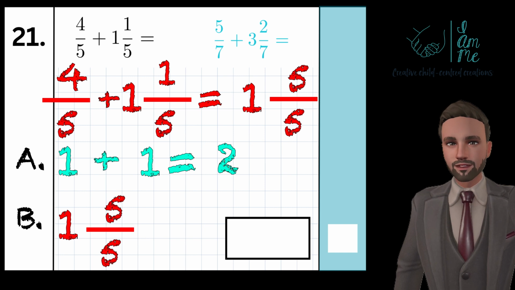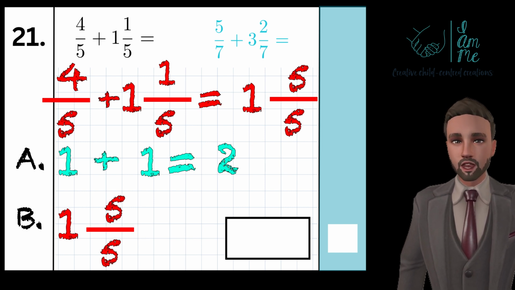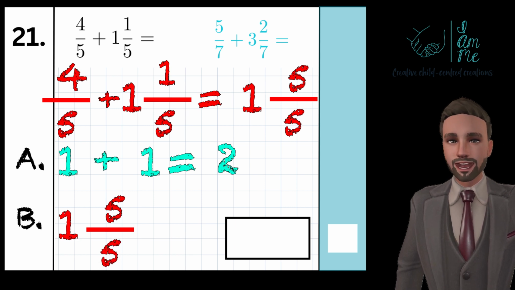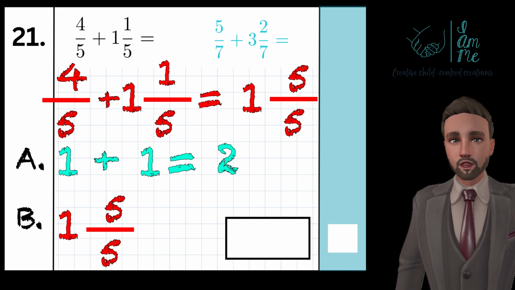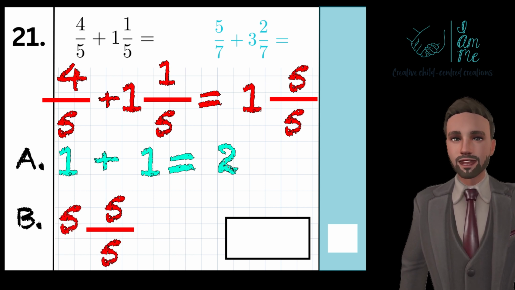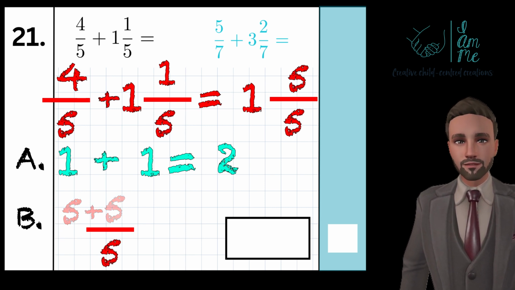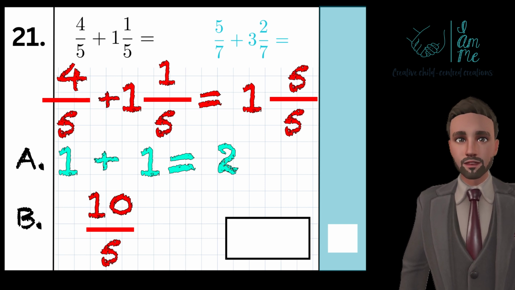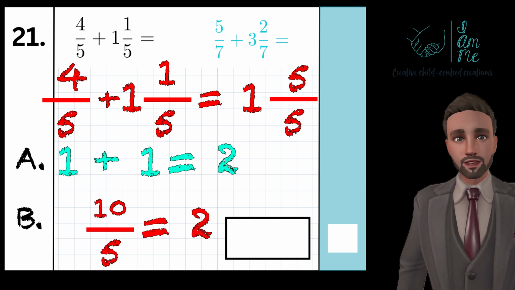Option B is converting my answer into an improper fraction. For this, I simply multiply the whole I have by my denominator and add that to my numerator. So my whole is 1, multiplied by my denominator, which is 5, makes 5. Add that to my numerator, totals 10. Give me an answer of 10/5, which is equal to 2 wholes.